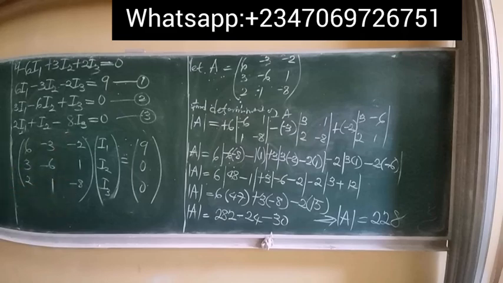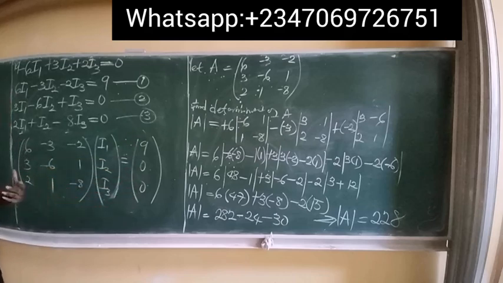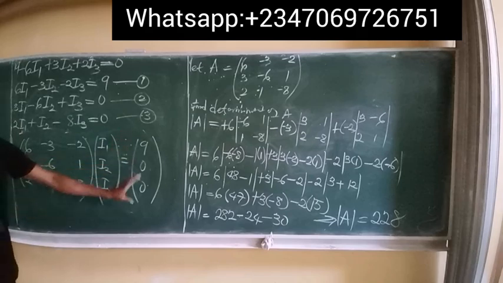To obtain I1, we form a new matrix, called A to the power of I1, which shows the matrix A with the column of I1 replaced by the values of the constants 9, 0, and 0. So we form a new matrix in that place. We call that matrix A to the power of I1. Meanwhile, all the columns of I1 will now be represented by the constants. Let's do that over here and see.